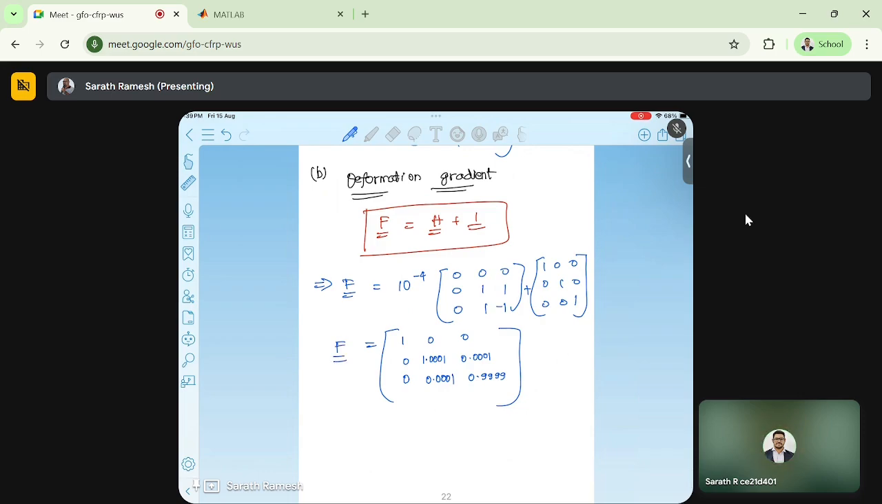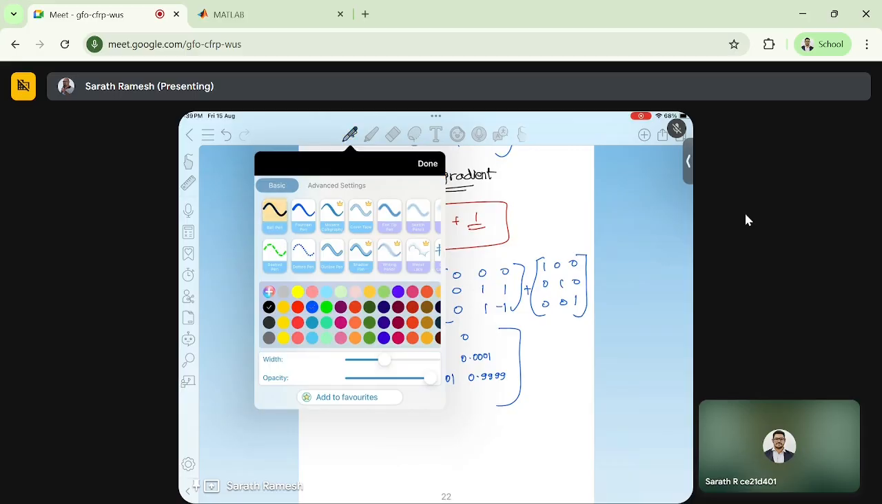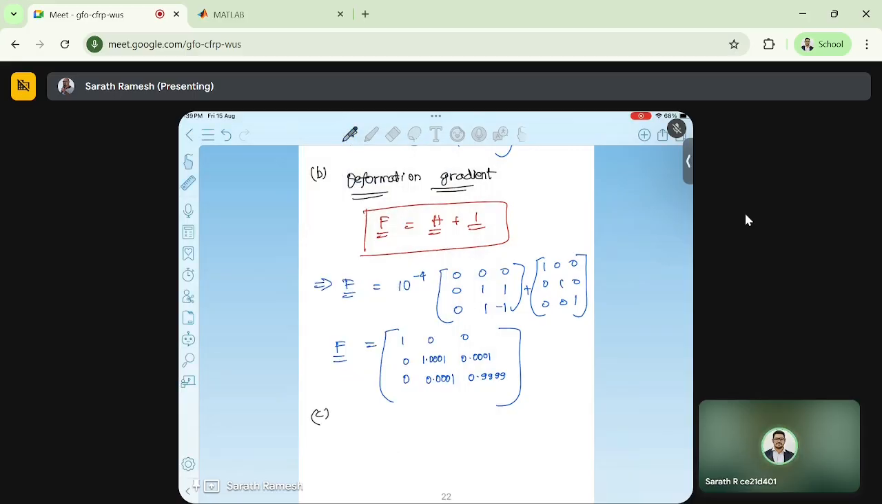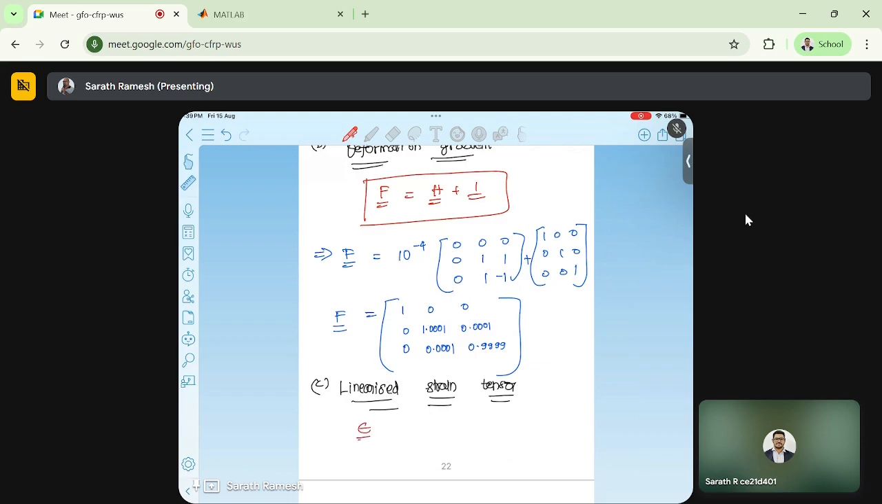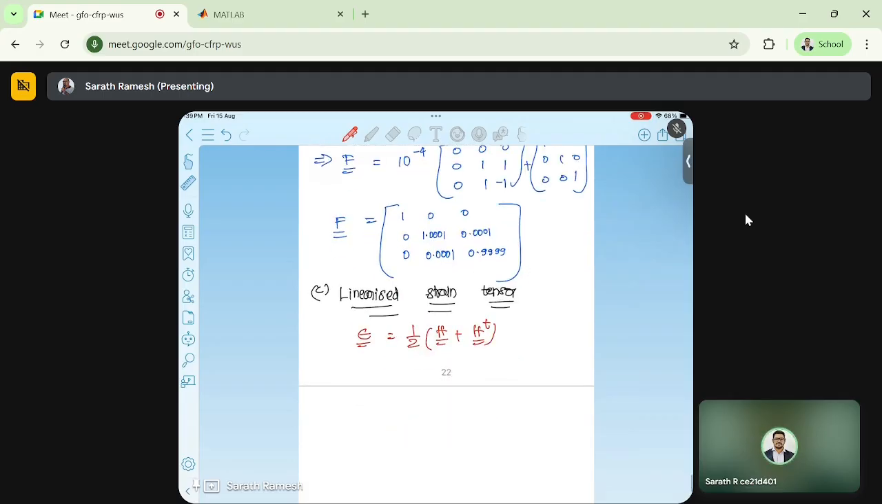Next question, part C: we have to find the linearized strain tensor. How to find the linear strain tensor? Again, the relationship we know, epsilon is equal to half of H plus H transpose. Fine.